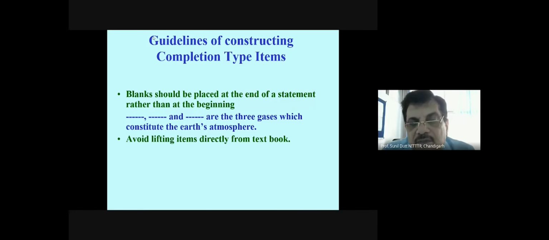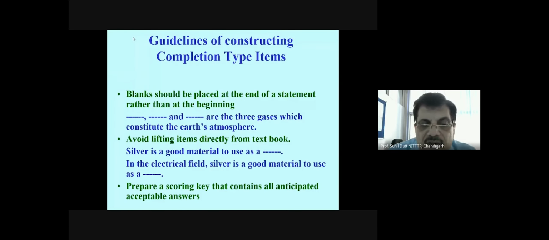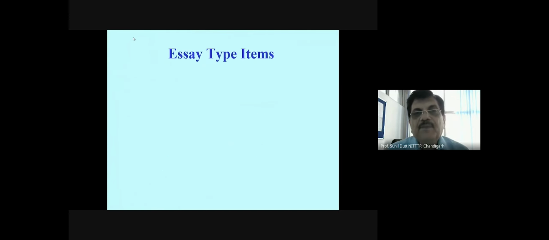Avoid lifting items directly from the textbook. Silver is a good material to use as a, or in the electrical field, this is the application. Silver is a good material to use as a, and prepare a scoring key that contains all the anticipated acceptable answers. Okay, so now we'll move to essay type item.